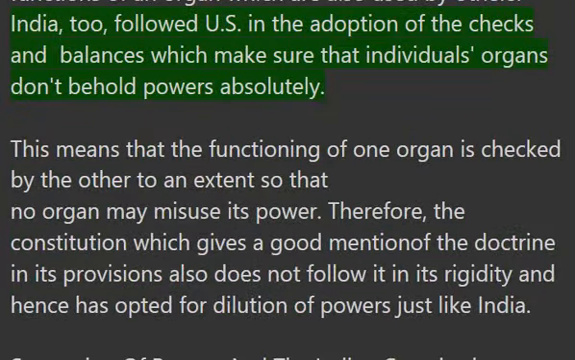India, too, followed the U.S. in the adoption of checks and balances which make sure that individual organs don't hold powers absolutely. This means that the functioning of one organ is checked by the other to an extent so that no organ may misuse its power. Therefore, the Constitution, which gives a good mention of the doctrine in its provisions, also does not follow it in its rigidity and hence has opted for dilution of powers just like India.